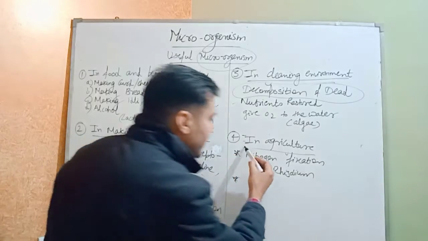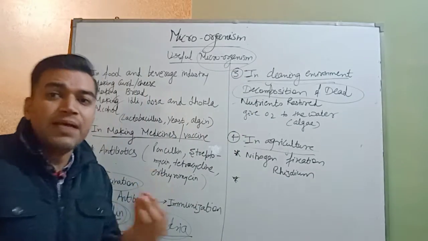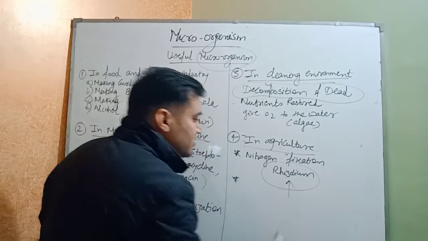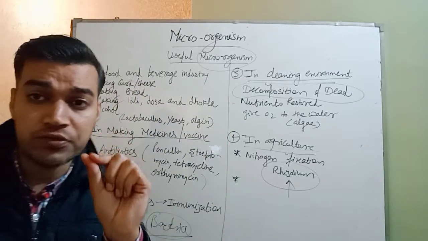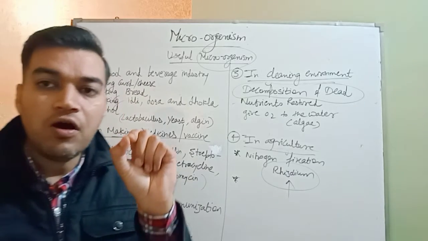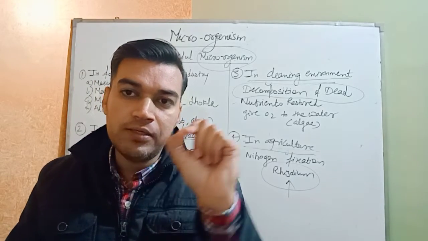How do they help in agriculture? A very important bacteria named Rhizobium. Never forget this name. Rhizobium is the bacteria that is present in the root nodules of pulses.